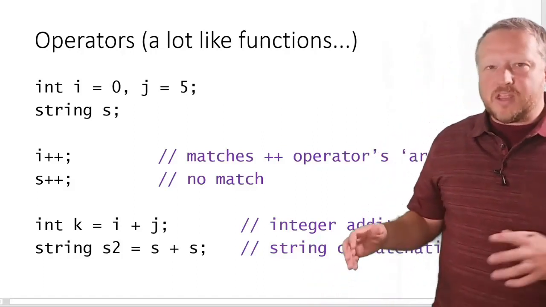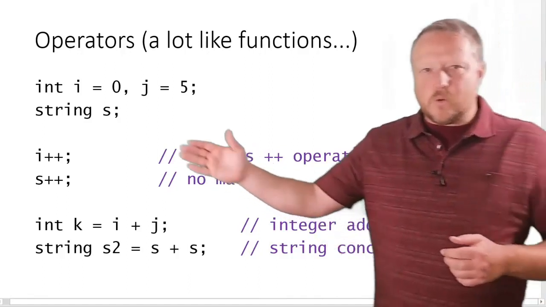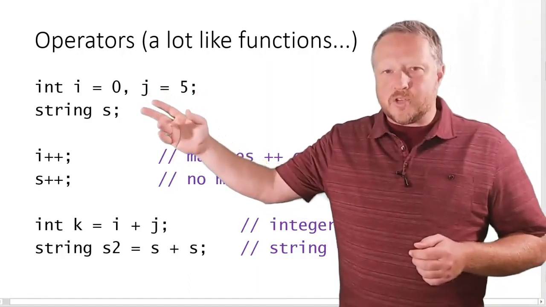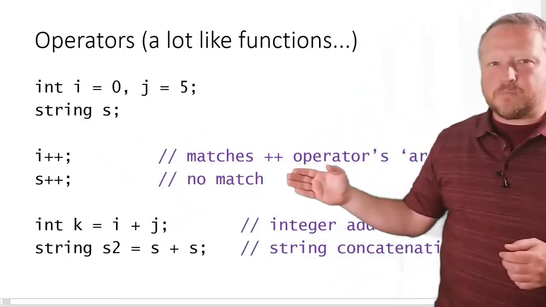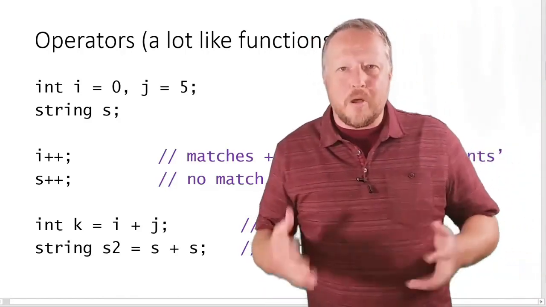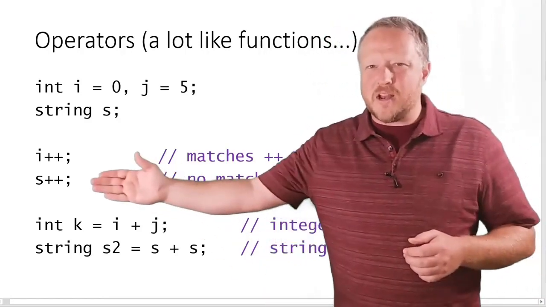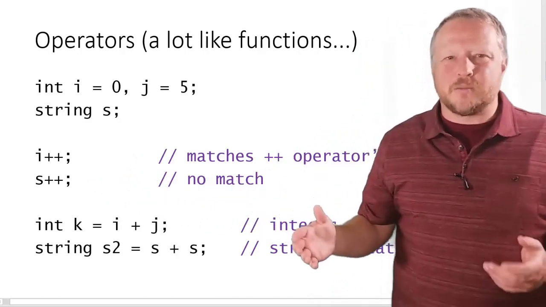Now, here's where they're not one-to-one. Let's put it this way. For this one, we have two integers, i and j, and then we have a string s. i++ matches the plus plus operator for the arguments of an integer. But the bad part is that here I'm trying to increment a string. There's no match for that. Frankly, it also logically doesn't make sense.